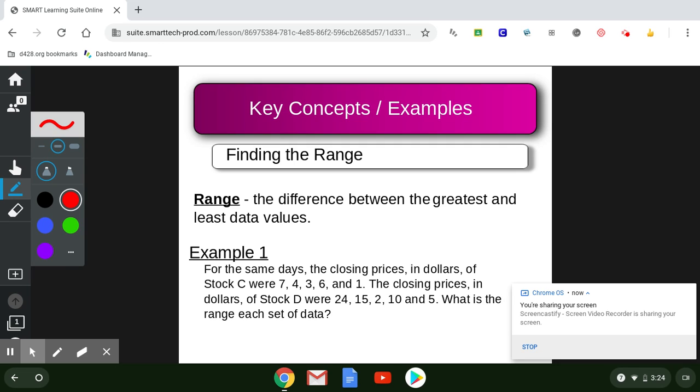Hello everyone, today we're finding range when I give you a data set. Remember, a data set is just a set of numbers. Let's start with defining it. If I go too fast, feel free to pause the video so you can write what you need down.